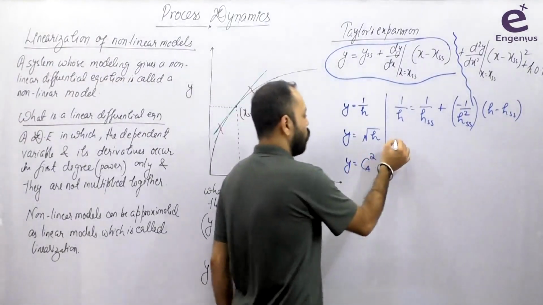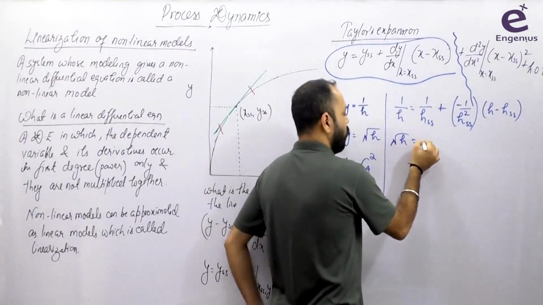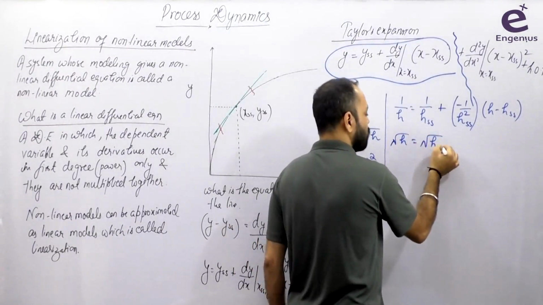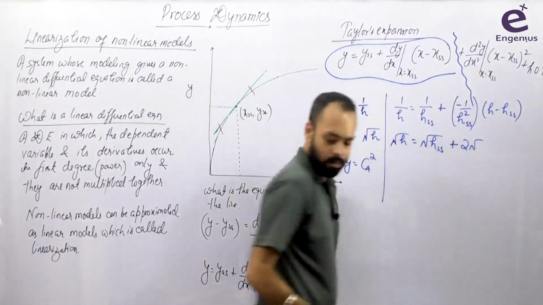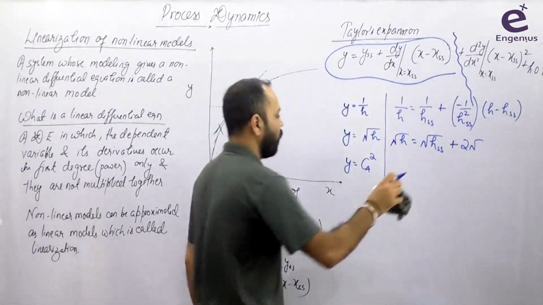Similarly, you can see here root h. Root h will be root hss plus differentiation of this, that is 2 root h. Sorry, 1 by 2 root h.